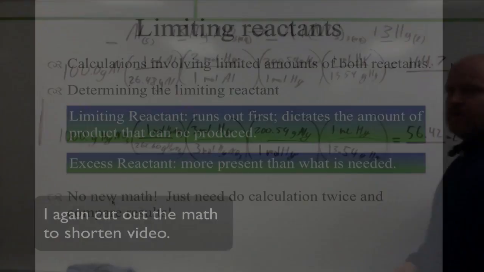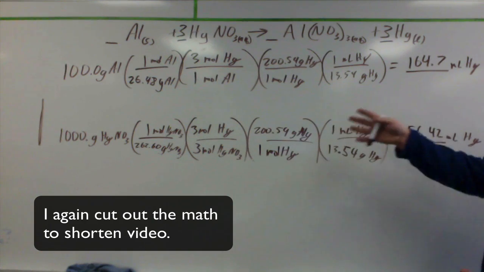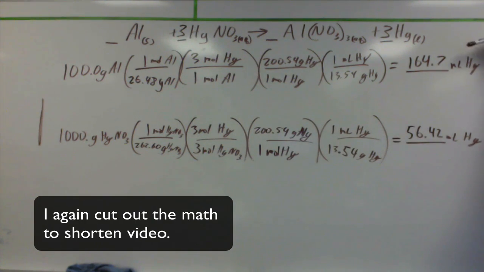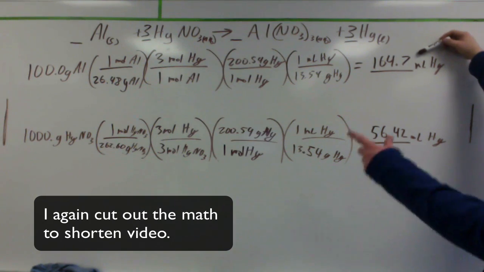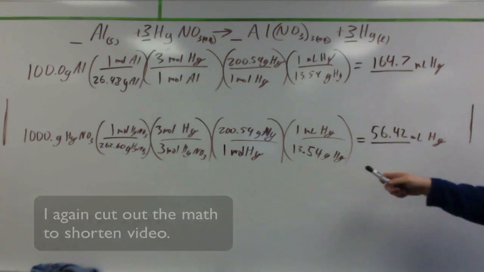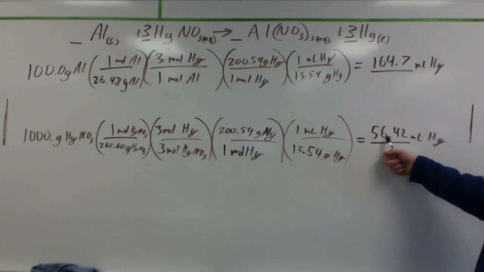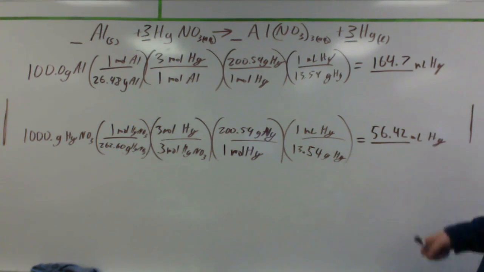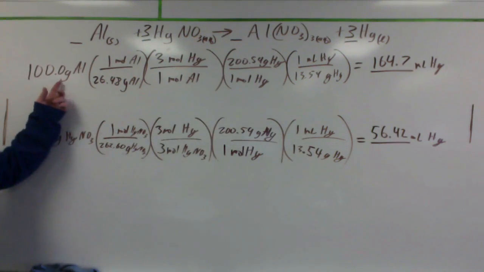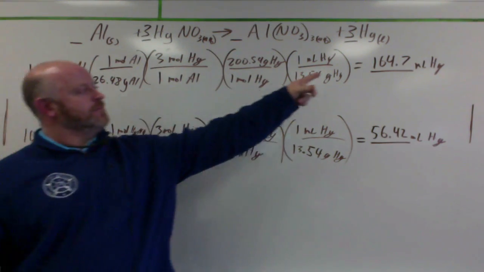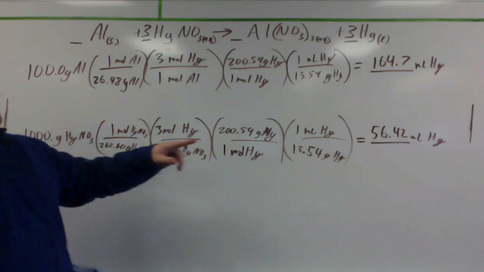So here we go. Once we do all the math and run both of the calculations through, we see that we get 164.7 milliliters of mercury out of 100 grams of aluminum. And out of the 1,000 grams of mercury nitrate, we're going to make 56.242 milliliters of mercury. So what that tells us is that there's enough aluminum here to make up to that much, but there's only enough mercury nitrate to make this much.